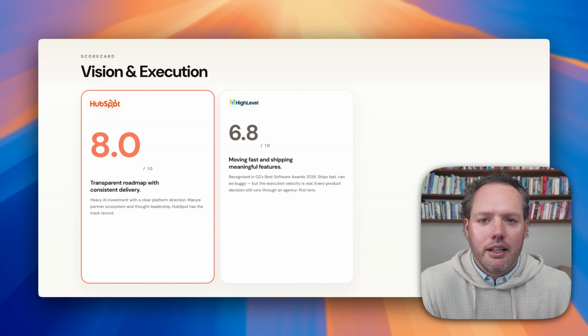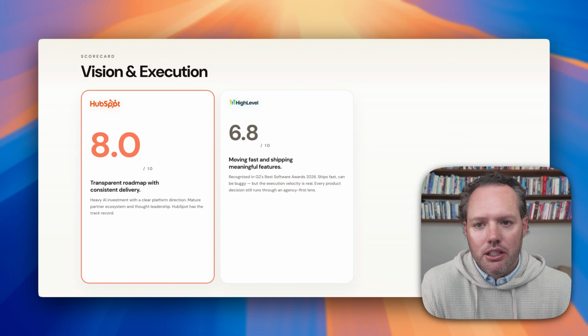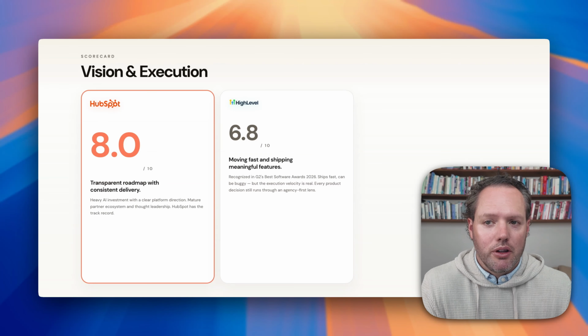As we look at these two different platforms' ability to execute on a vision, HubSpot is very rigorous in their releases. They're well thought through, very deliberate. HighLevel, there's times where they've moved a lot faster.